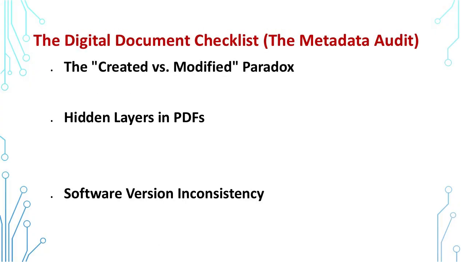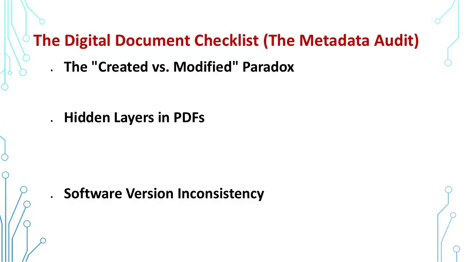And that is the digital document checklist. The digital document checklist, that's the metadata audit. The created versus modified paradox is the first thing that we are going to use. If a file's created date is after its modified date, it usually means the file was copied to a new drive. If the modified date is after the date of the legal dispute, the content was likely altered.